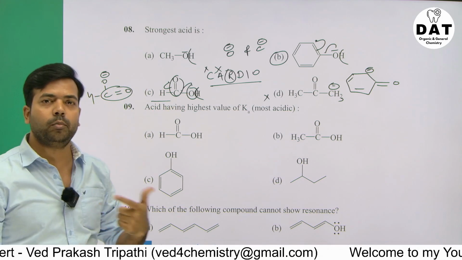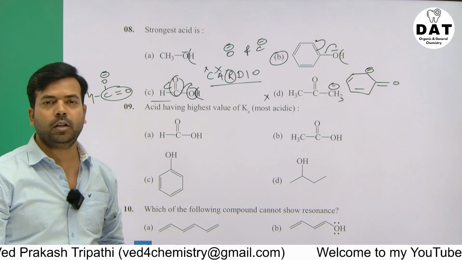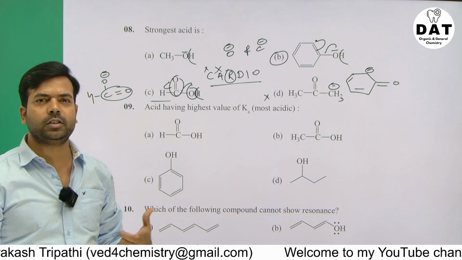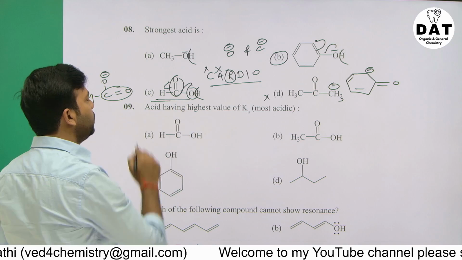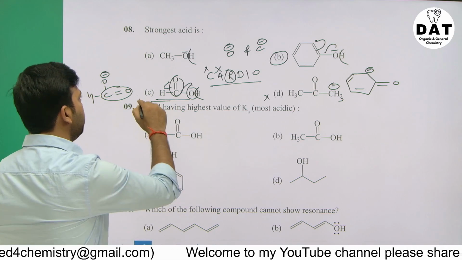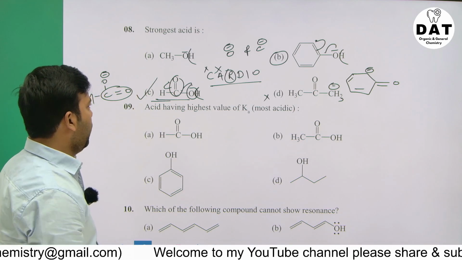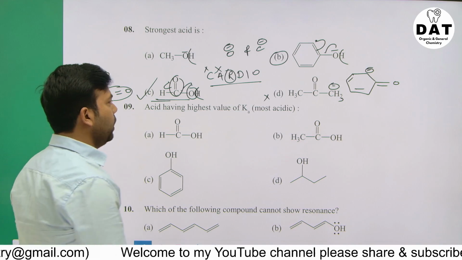So negative on the more electronegative atom is more stable. Simply you can say identical resonance is more stable than non-identical. That's why this conjugate base is more stable, and it should be C. Acid having the highest value of Ka is the most acidic.